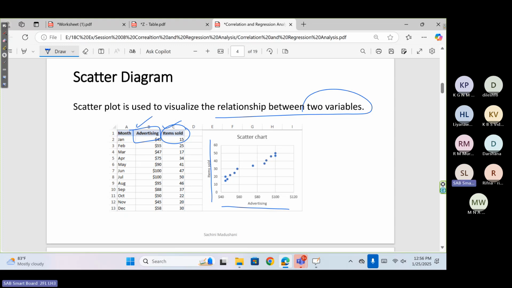Understood? Then we take them one by one. The first point is 45 and 50. We check 45 here and 50 here, then we put a dot. Understood? Pairwise, again we check and dot. The next one is 55 and 25. We identify 50 here, then 25 here, and put the dot. Therefore we say scatter plot. Scatter means points.